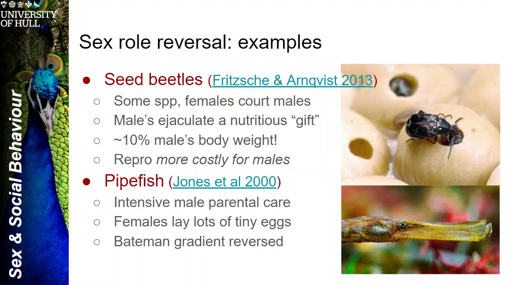Another one is pipefish. We've met pipefish. Seahorses are a kind of pipefish as well, or at least very closely related to pipefish, where they have intensive male parental care. The females lay loads of tiny eggs, the males care for them. And so the Bateman gradient is reversed. It's the females that stand to gain more from mating, and the male that invests more in each offspring. That's sex role reversal.